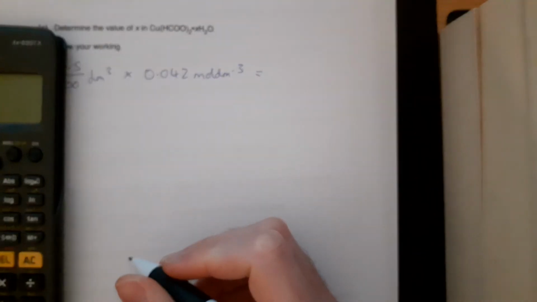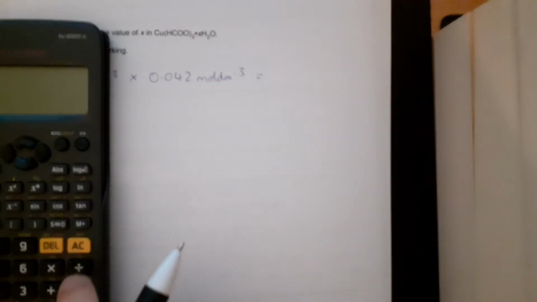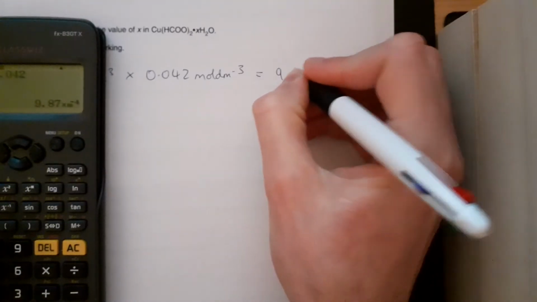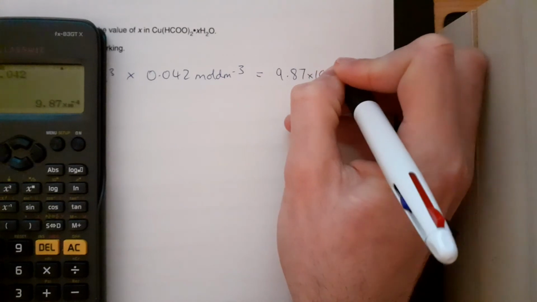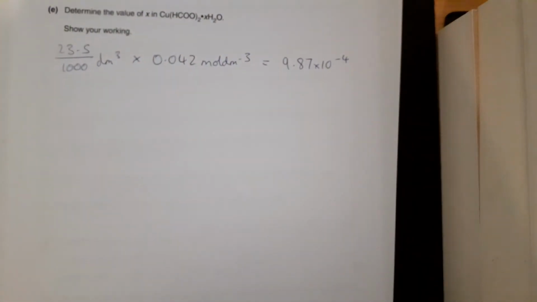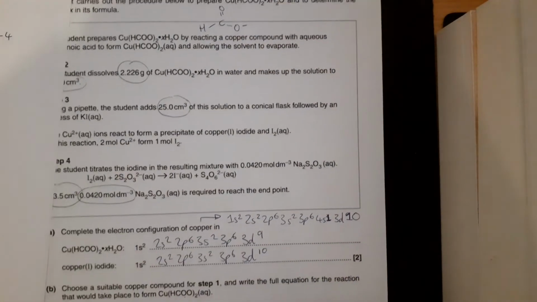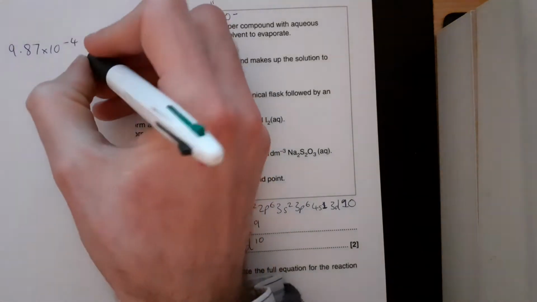Right, let's do this. 23.5 divided by 1,000 times 0.042 gives 9.87 times 10 to the minus 4. Right, what have we just calculated? Thiosulfate, I would assume. Yes, thiosulfate.